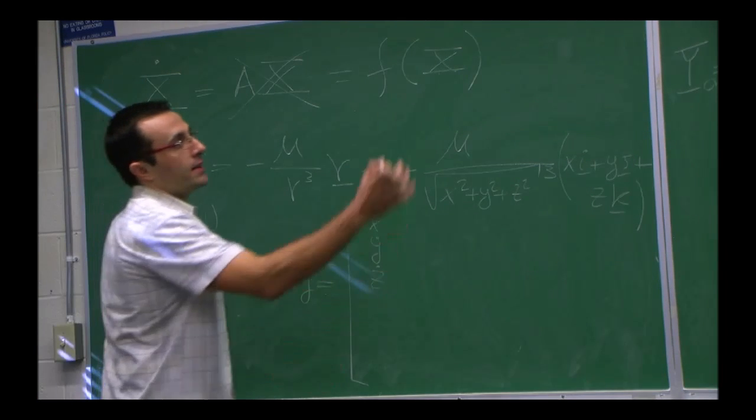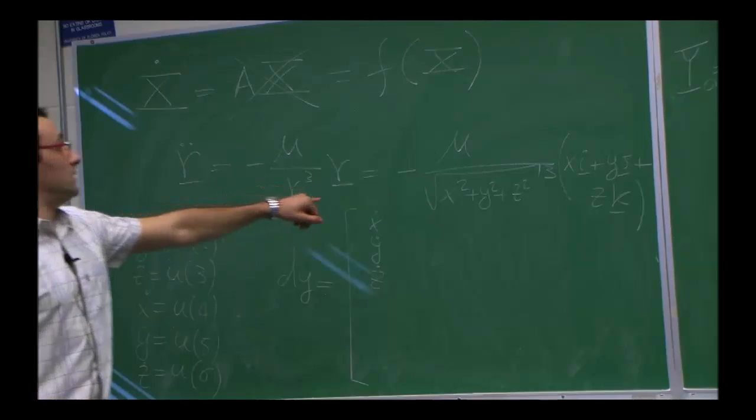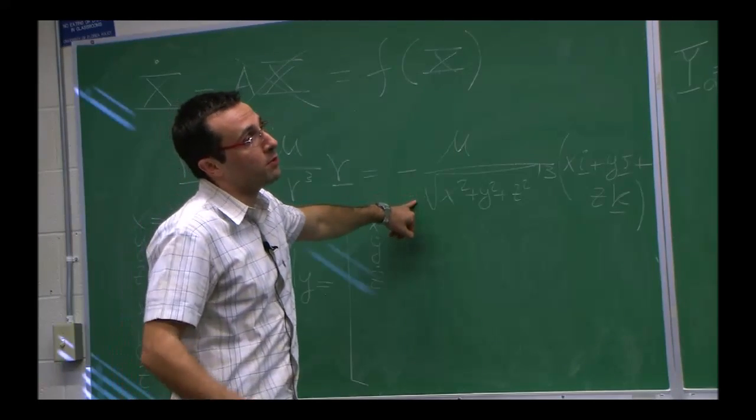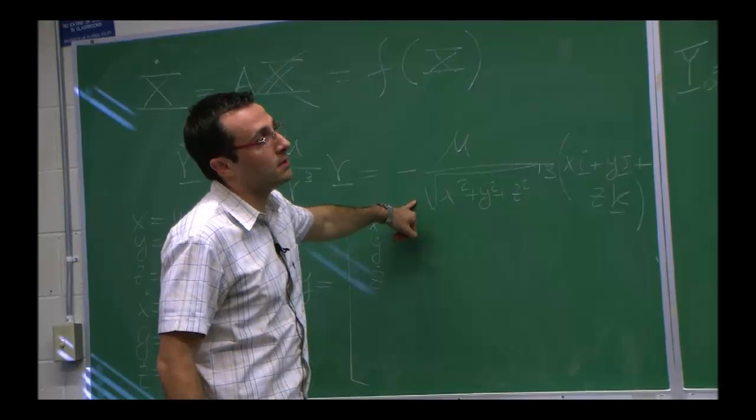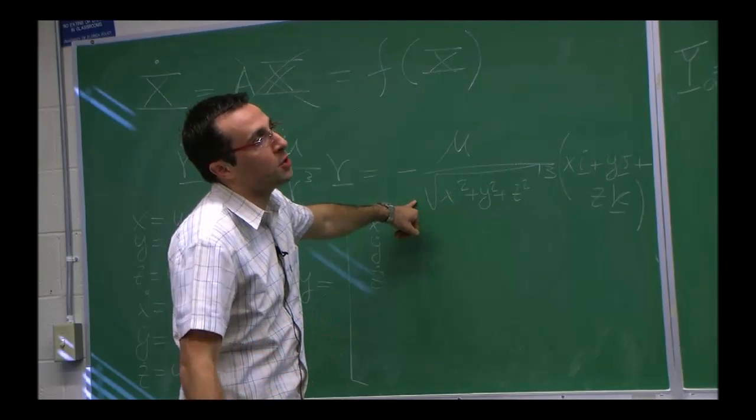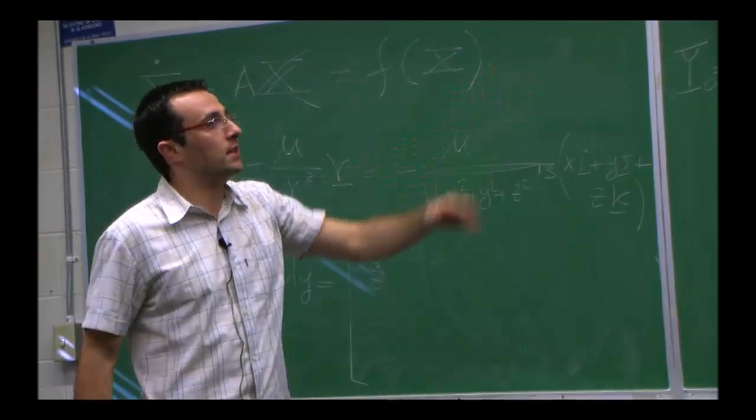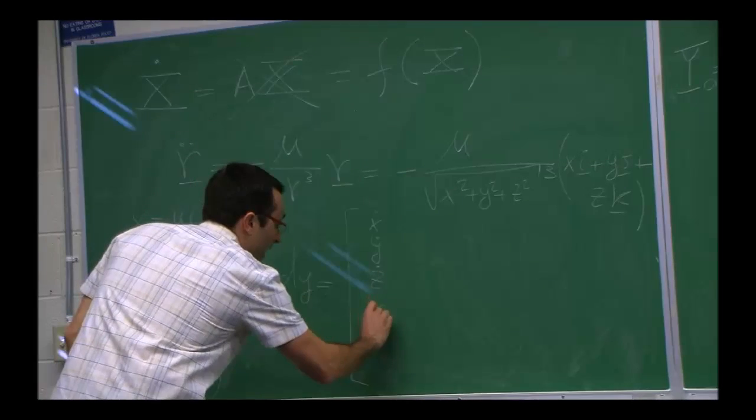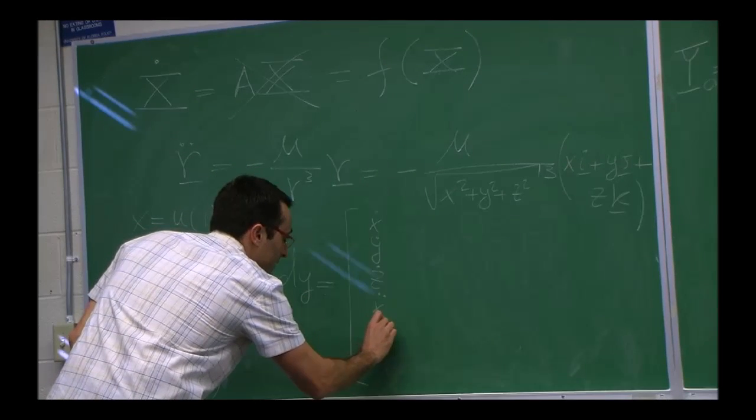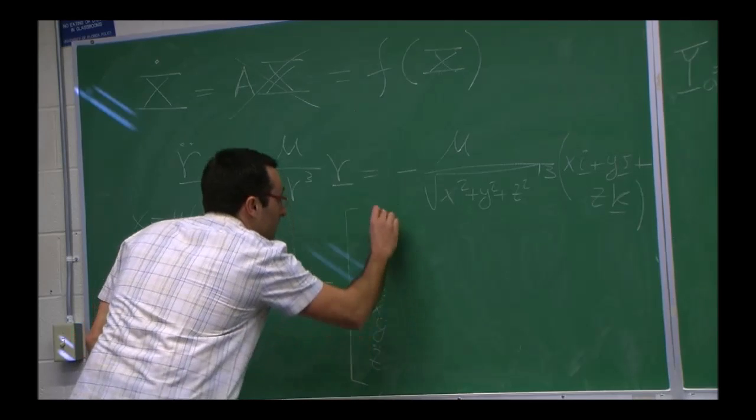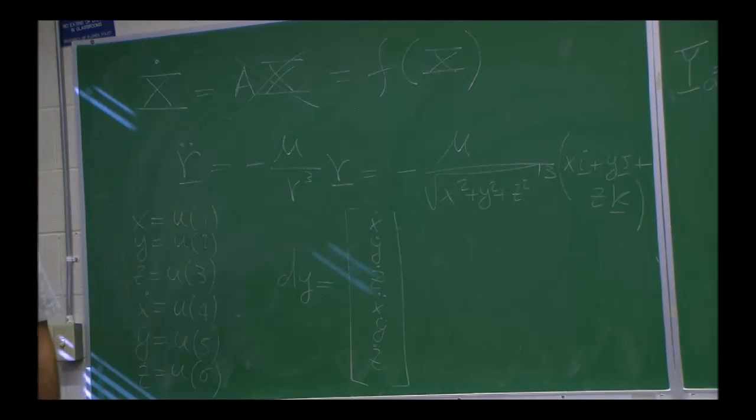And then that ugly expression there, which is just this: minus mu over r cubed times x, y, and z. So what I have here is x double dot, y double dot, z double dot. That is what I'm doing with that last instruction. You can stop me here and I can try to explain it another way.